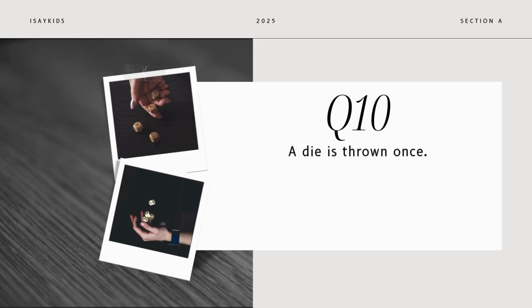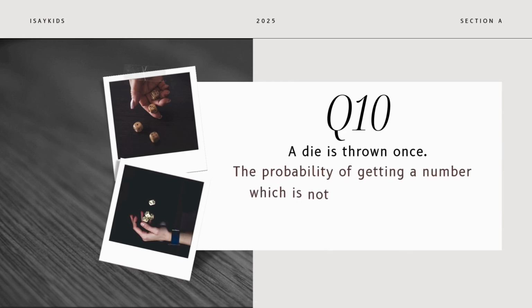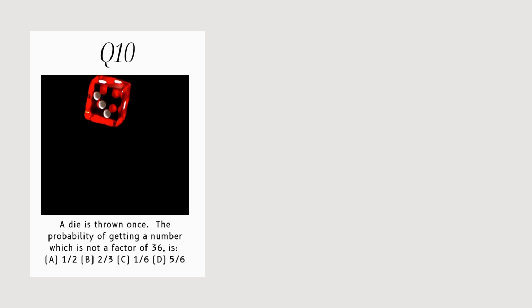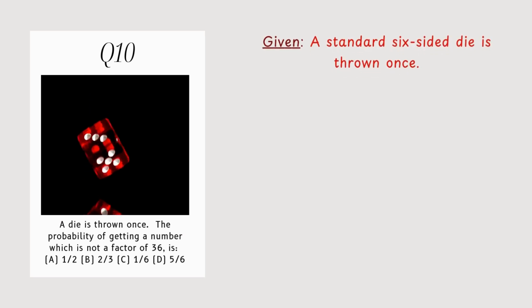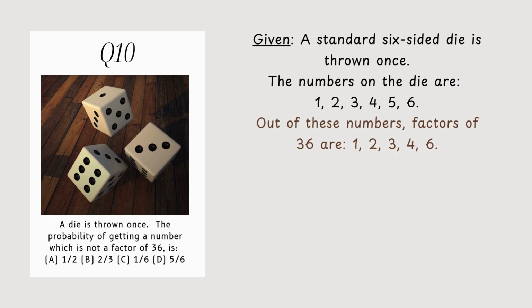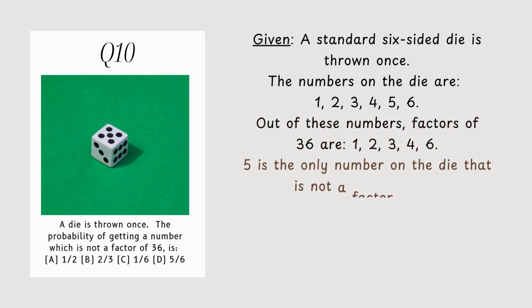A die is thrown once. The probability of getting a number which is not a factor of 36 is which of the given options? We are given that a standard 6-sided die is thrown once. The numbers on the die are 1, 2, 3, 4, 5 and 6. Out of these numbers, 1, 2, 3, 4 and 6 are factors of 36. So 5 is the only number that is not a factor of 36.